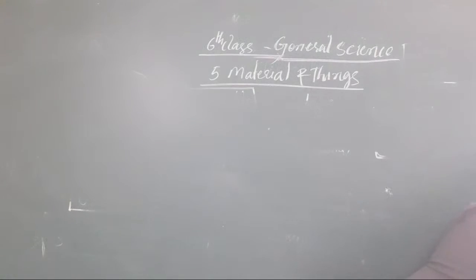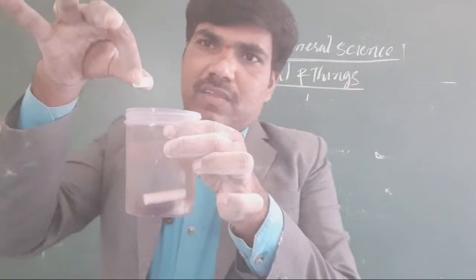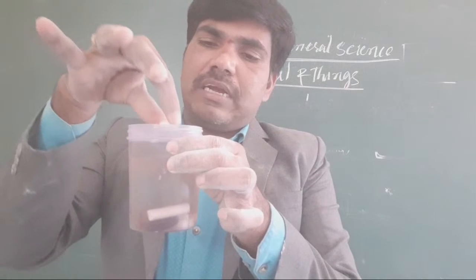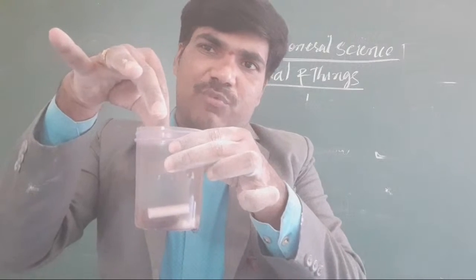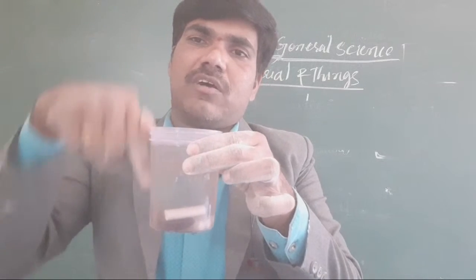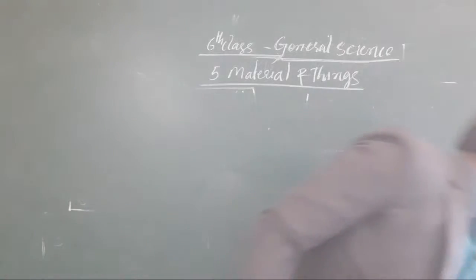Suppose you take water. On that water I place a chalk piece. On the surface of the water I place the chalk piece. But it does not stay on the surface. It goes to the bottom of the water level. That is what is called sink.